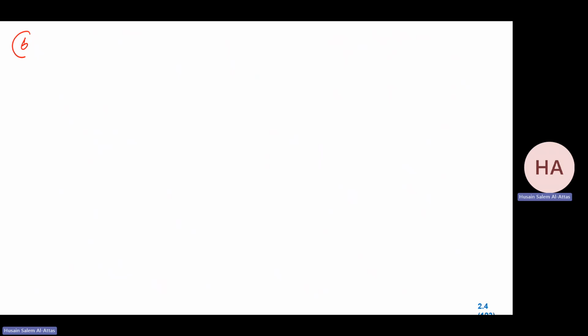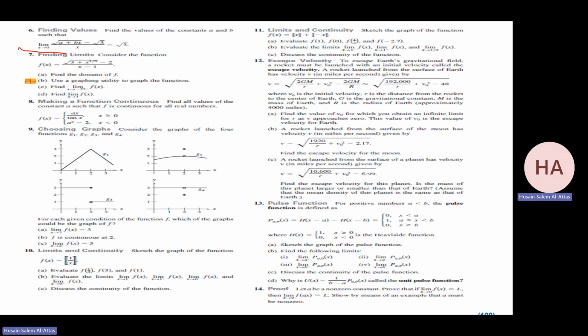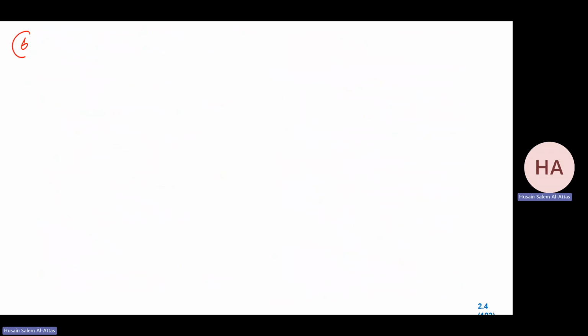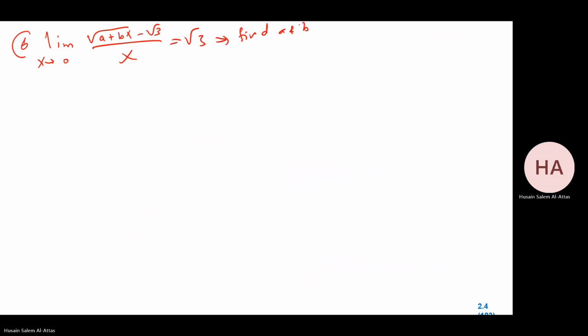It says what? Number 6, find the values of a and b so that this limit exists and it's equal to square root of 3. I think also I bring it in the quiz. Something similar. X goes to 0, square root of a plus bx. Find a and b. As we agreed, the denominator is 0. So for sure, the limit in the numerator should be 0.